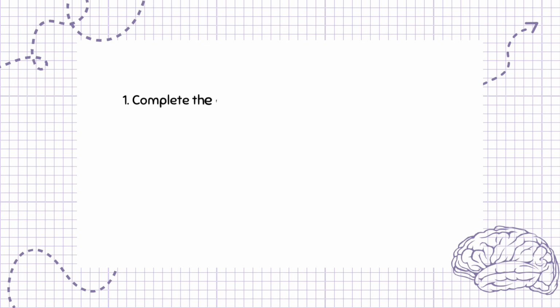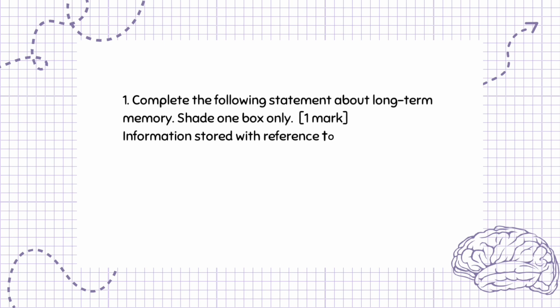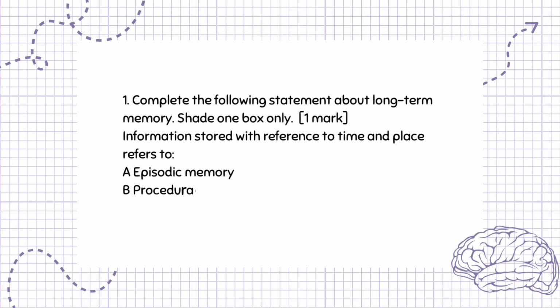Question 1. Complete the following statement about long-term memory. Shade 1 box only. 1 mark. Information stored with reference to time and place refers to A. Episodic memory, B. Procedural memory, C. Semantic memory. Answer: A. Episodic memory.